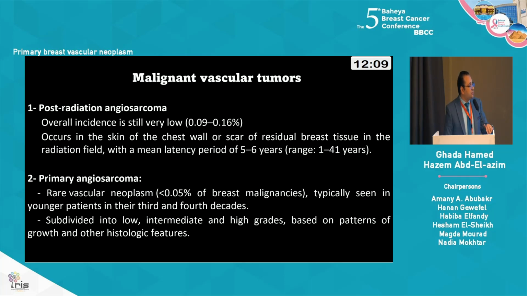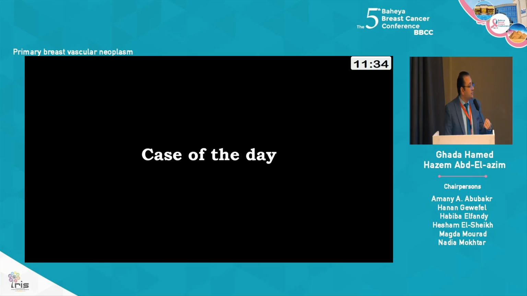About malignant vascular tumors, which are the ghost in the box in our practice for vascular lesions, post-radiation angiosarcoma is much more seen than primary angiosarcomas. Post-radiation angiosarcoma incidence is very low, 0.09 to 0.60%, and occurs in skin of the chest wall or scar of residual breast tissue after radiation. Primary angiosarcomas are rare vascular neoplasms, arise in younger patient ages, and are subdivided into low, intermediate, and high grades based on the pattern of growth and other histologic features.